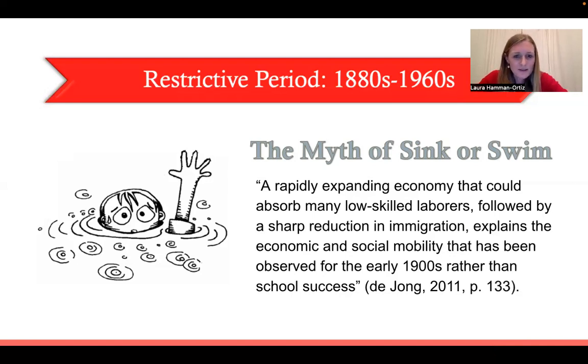But the reason why some of them were able to be successful is that at the time, the economy was expanding rapidly. There were many jobs that were available that were more low-skilled jobs where people began to be able to earn a middle-class income. And so that explains some of the economic and social mobility that we saw in the early 1900s, rather than this idea that they were successful with these sink or swim English-only spaces.